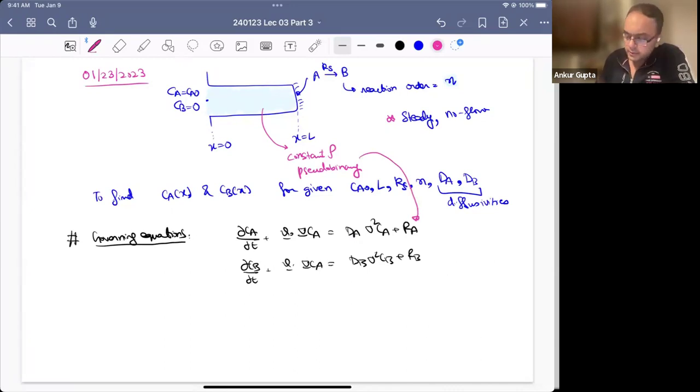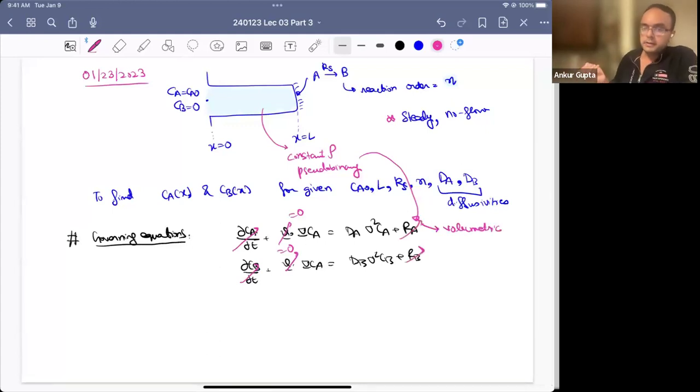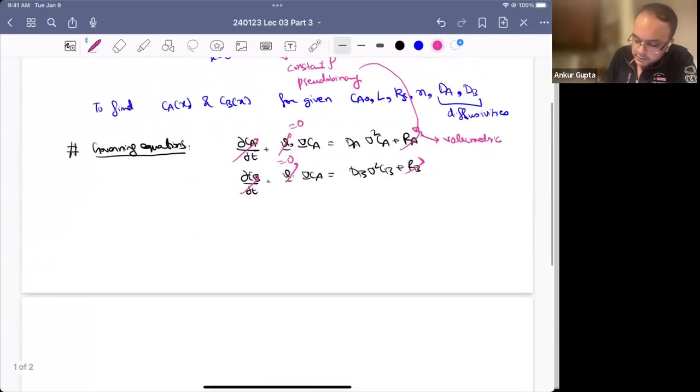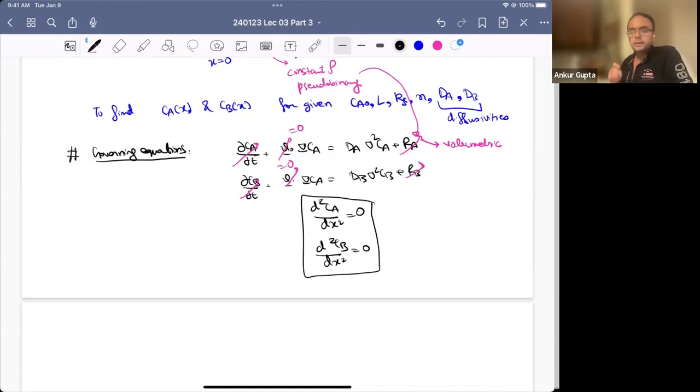Now, it is pretty simple: if it's steady, you can just cancel this out. There is no velocity, so you can cancel this term out. And remember, this is where most of the students make a mistake: there is no volumetric reaction. RA and RB in the governing equations are volumetric reactions, so even these go away. So it's pretty simple in one dimension. The governing equations then become d square CA by dx square is equal to 0, d square CB by dx square equal to 0 as well. These are the two governing equations, and this is something we discussed in the class for a simpler case as well, but hopefully this was a good refresher for you.